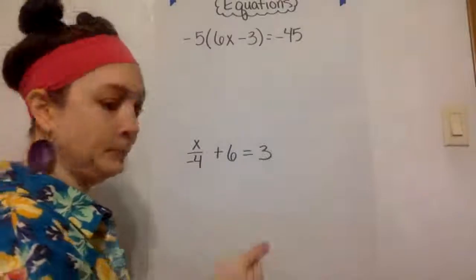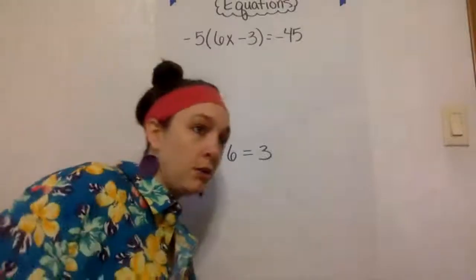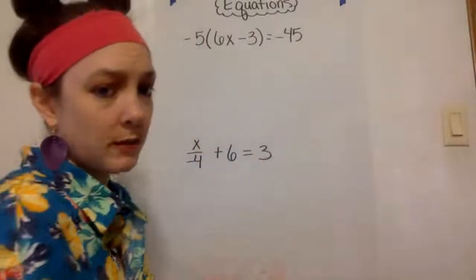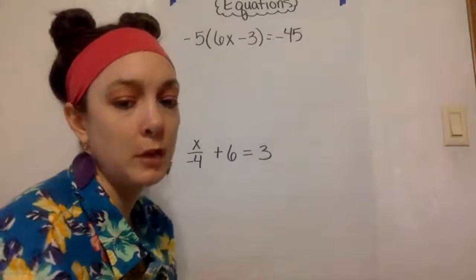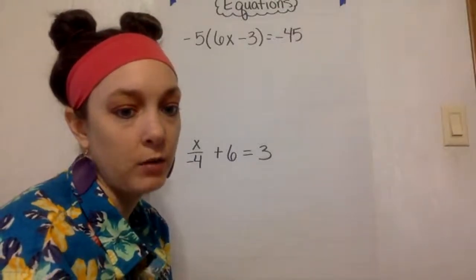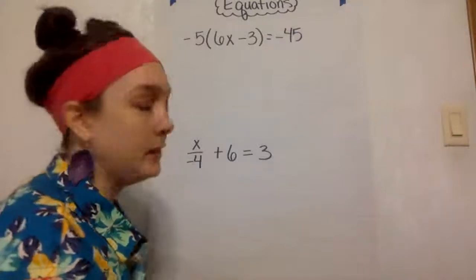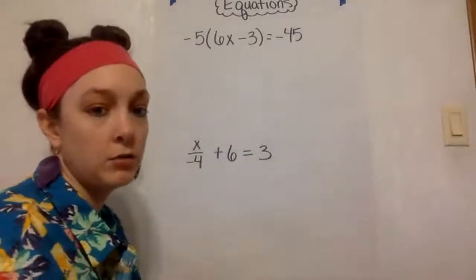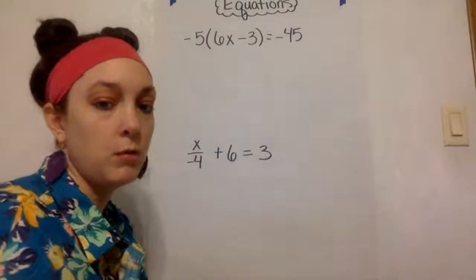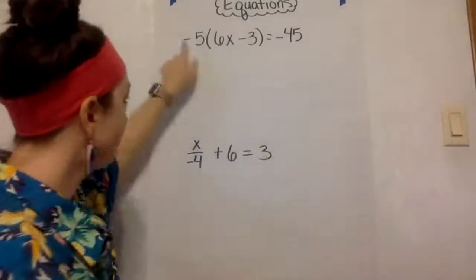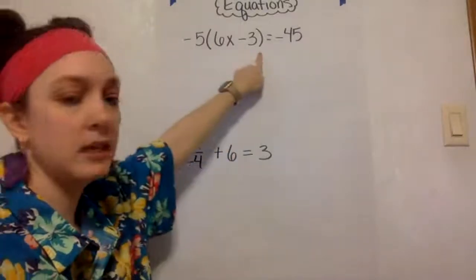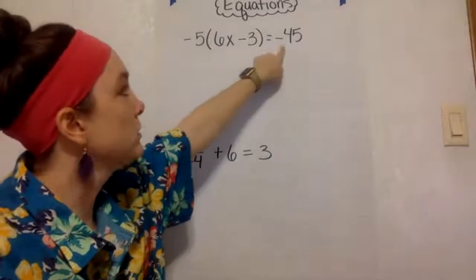So let's review equations. Y'all know we've talked about this before, we're going to do a little algebra tile activity during our Zoom meeting, but let's review how to do these equations without algebra tiles. So -5 times (6x - 3) equals -45.